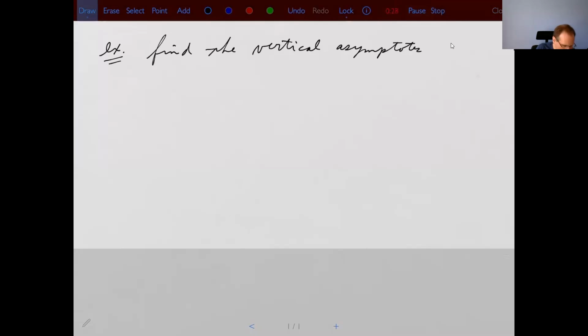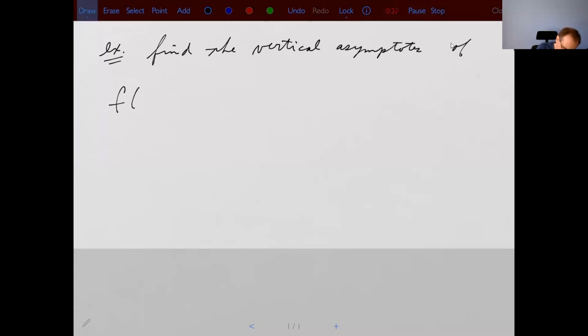Okay, so let's do some examples with rational functions. So the first example I want to look at is, let's see if we can find the vertical asymptotes of a particular rational function. So find the vertical asymptotes of this particular function.